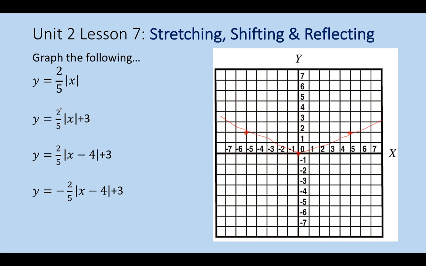Okay, now here I've just added one more piece of complexity. I have 2/5 times the absolute value of x, so it's going to look like this. However, now I'm going to shift up 3.